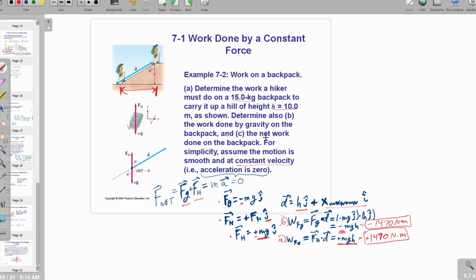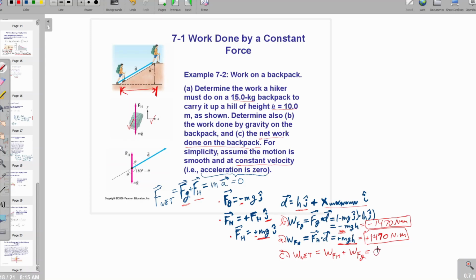Then in part C, I'm asked to find the net work done on the backpack. And so in part C, the net work done is going to be equal to the work done by each of the individual forces. And of course, they are opposite in sign.